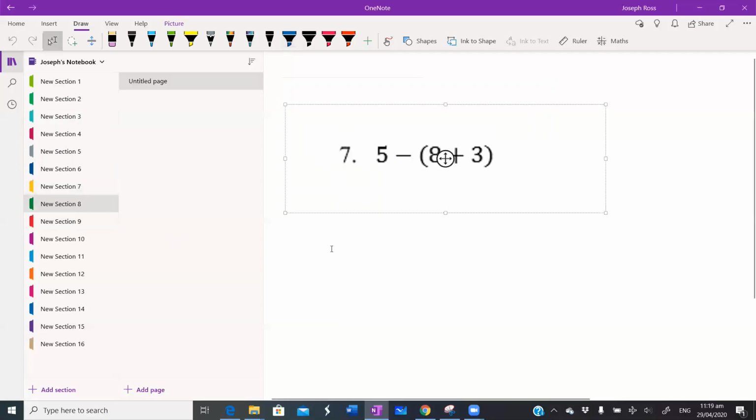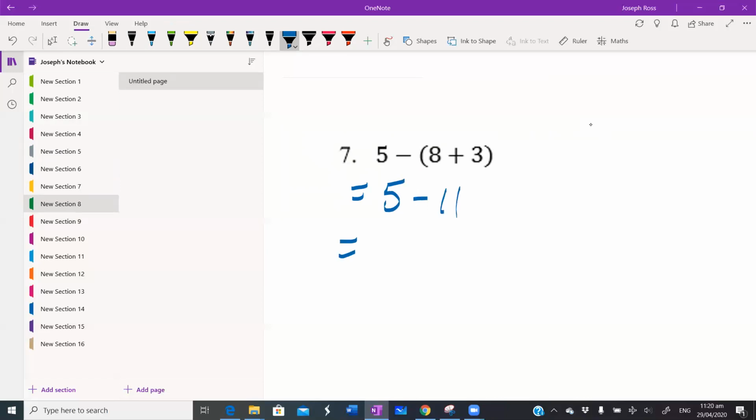Question 7, here we've got 5 minus, and then in brackets we've got 8 plus 3. So do we have brackets? Yes, we do. So we need to do what's inside the brackets first, which is 8 plus 3 is 11. So we've got 5 minus 11. And if we work out 5 minus 11, we get negative 6.